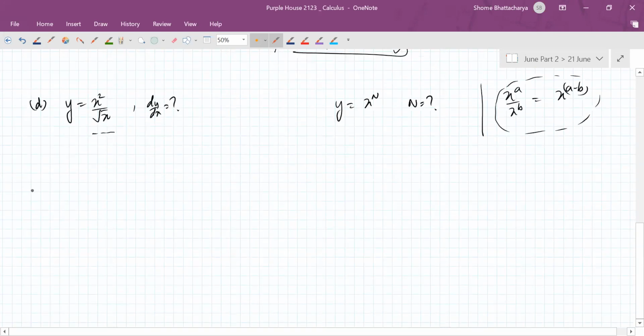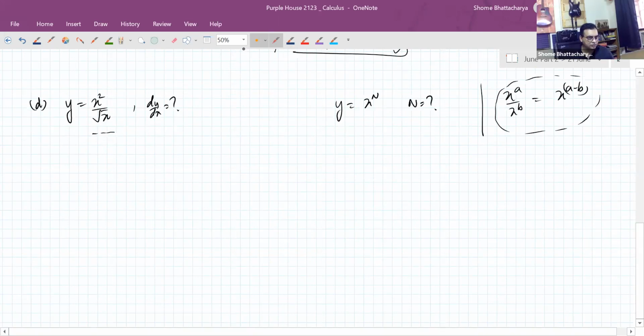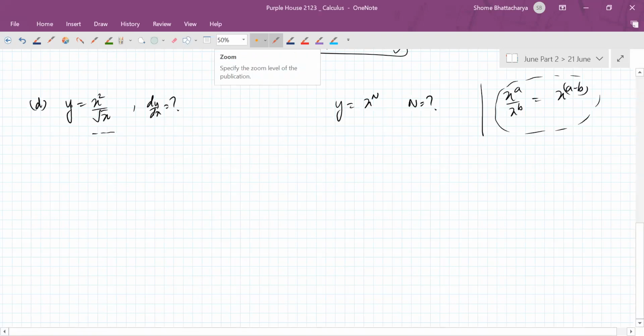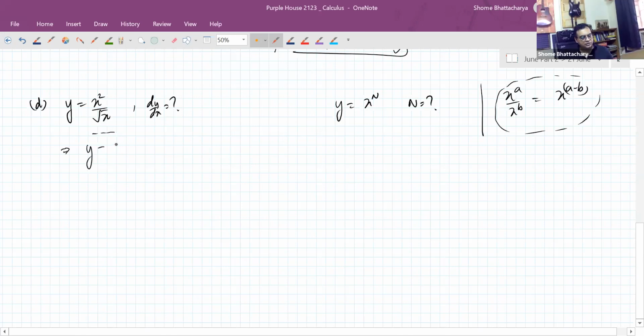So can you solve the D one? Can I solve which one, beta? D. This one only, no? Okay. So this is y is equal to x square divided by x to the power half.